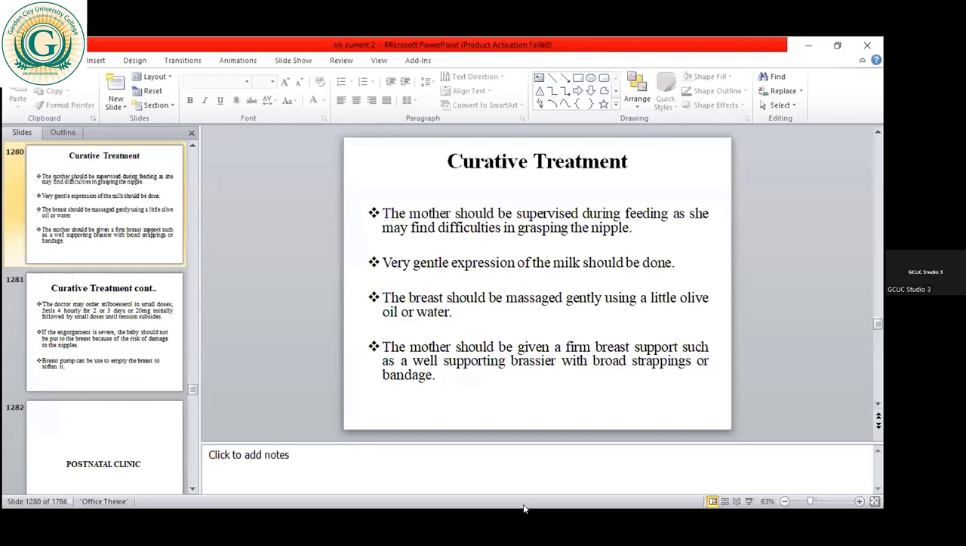The breast should be massaged gently using a little olive oil or water. The mother should be given firm breast support, such as a well-supported brassiere, broad strapping or bandage. So those are the curative measures that will take place.